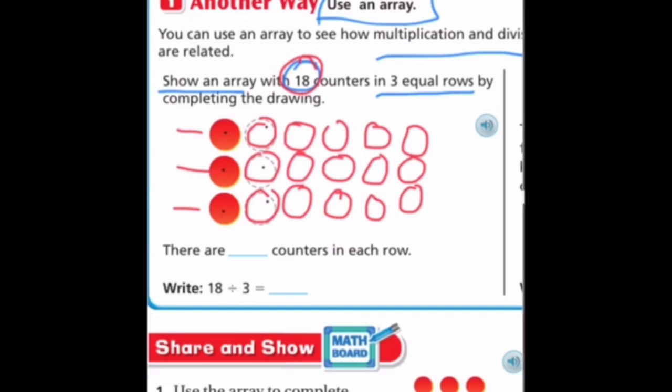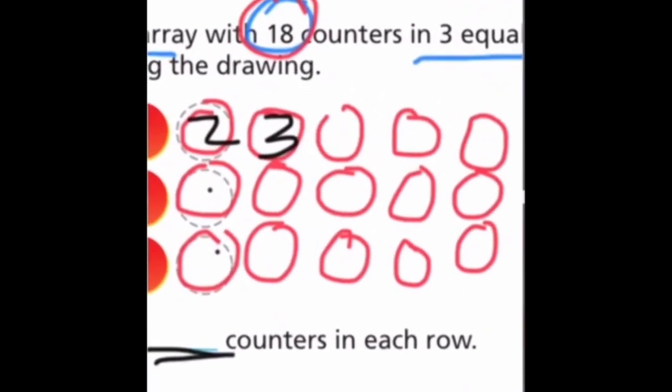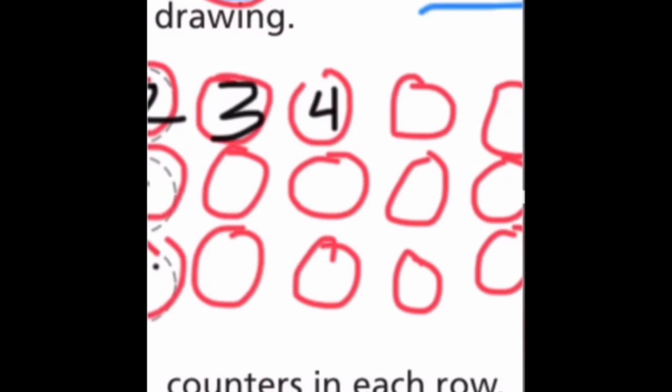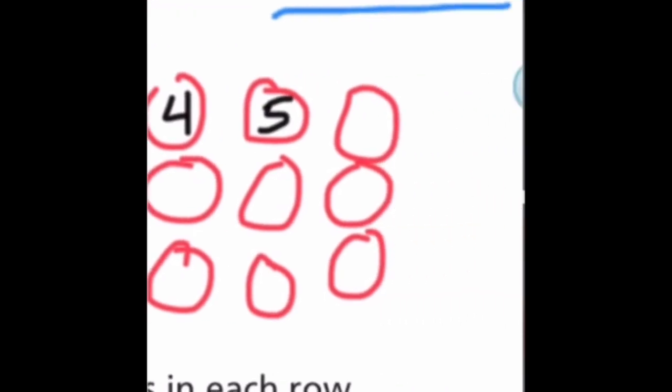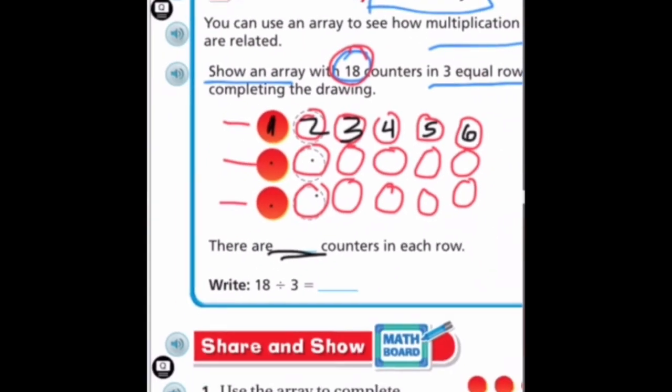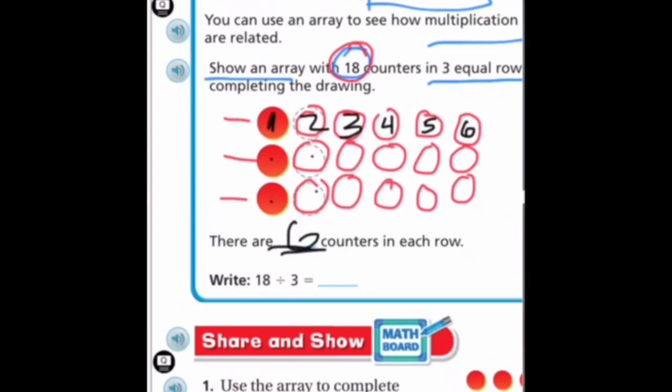There are how many counters in each row? Well, let's count them up. 1, 2, 3, let me zoom in a little bit here, 4, 5, 6. We have 6 counters in each row, so 18 divided by 3 equals 6.